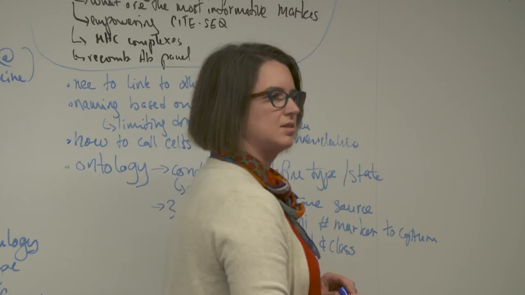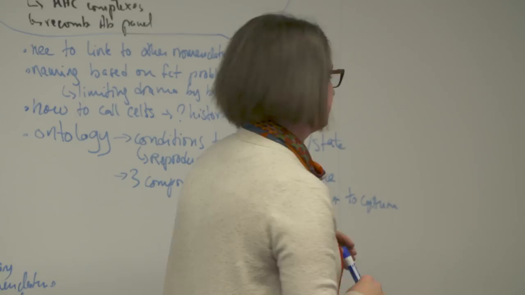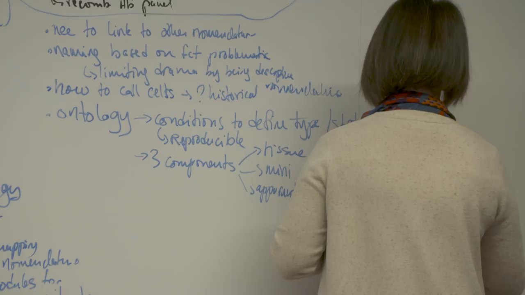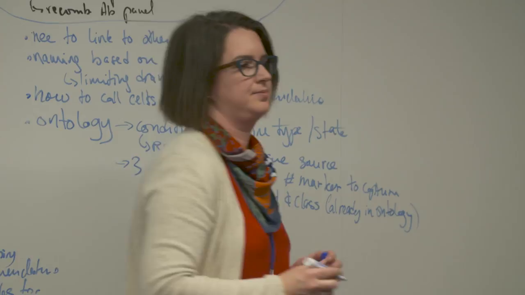What do you mean by a cell class? A class that's represented in the cell ontology already. So for example, T cells are in the cell ontology. But you've defined a subtype that has a unique transcriptional profile. You want to say that this is a subtype of a T cell, and that way you can link it into that representation.